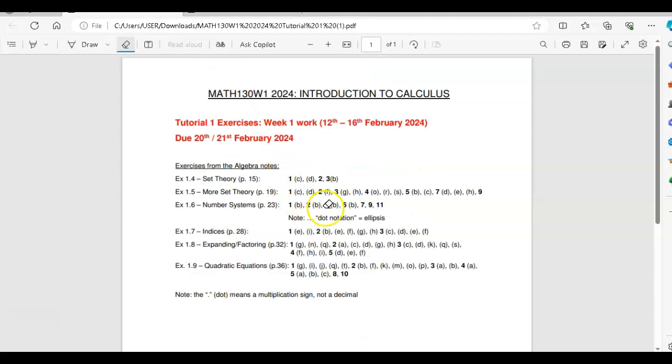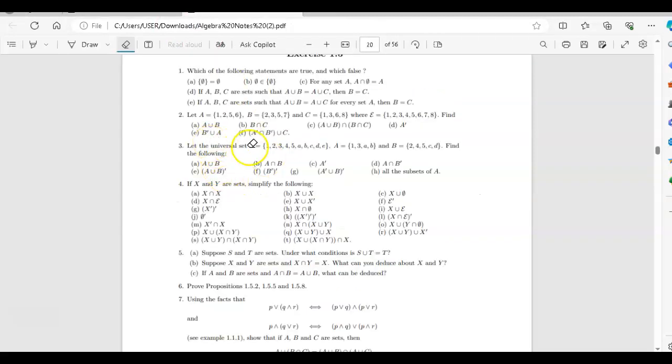Now the next one, 2F. This is where it gets a little bit interesting. I did this in previous set theory videos. I told you, you basically have to break this down. There are different ways to do it, but there's something called De Morgan's laws, which you can use, or you can do it this way. I'll do it this way. I won't do the other one, because we'll get to that just now.